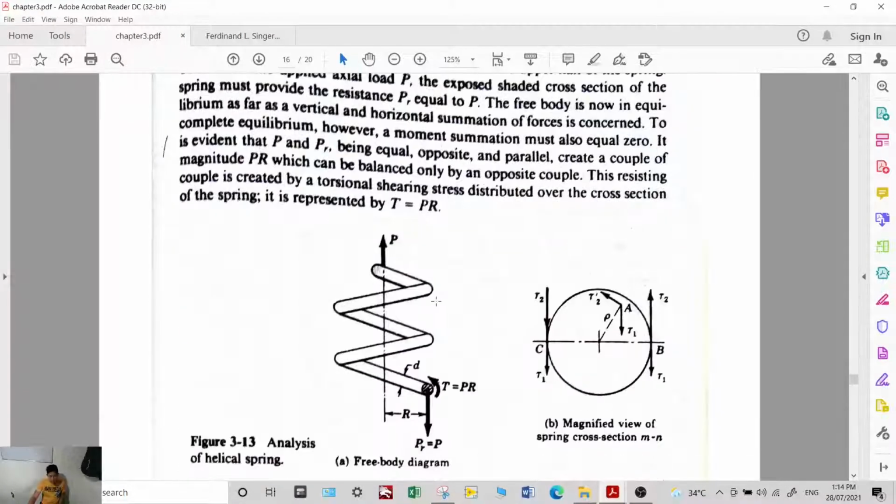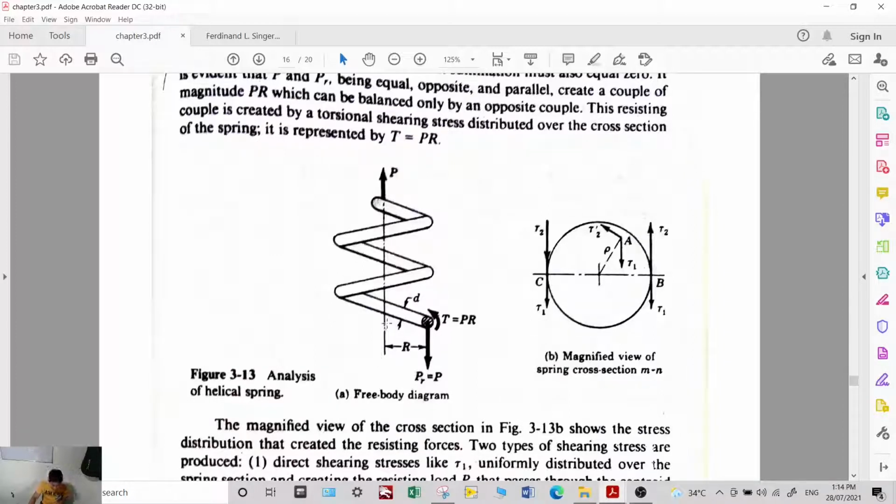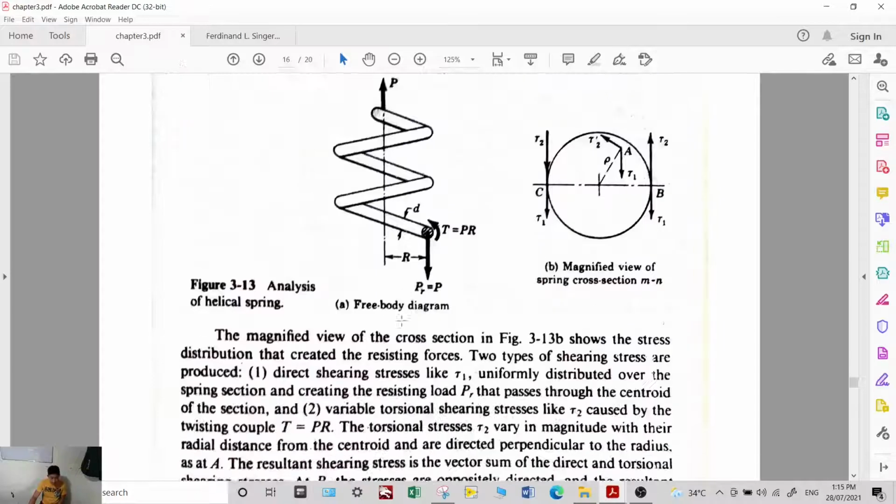We will take a plane MN and cut a portion of the spring. Looking at the free body diagram, this force P must be balanced by this one, P sub R. By summation of forces along the vertical, we find out that PR must be equal to P. There is no force involved in the horizontal direction, but rather there is a moment because P and PR are not on the same axis.